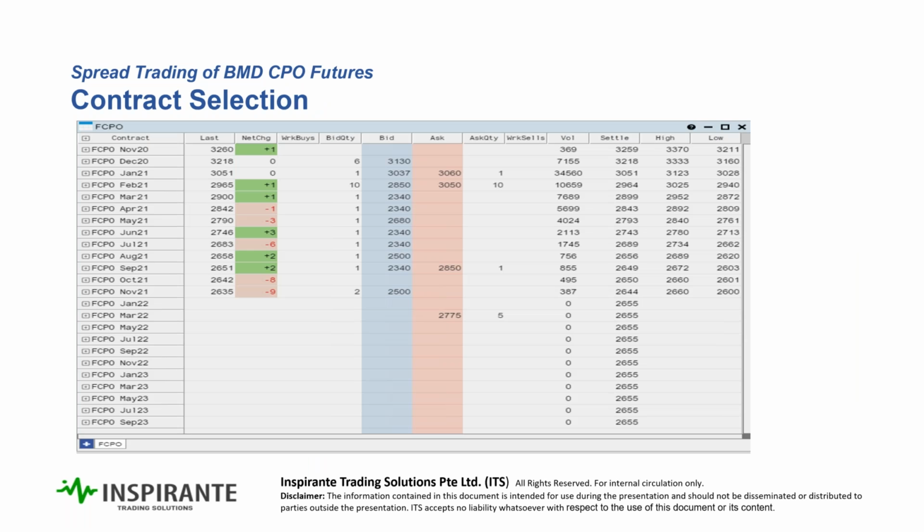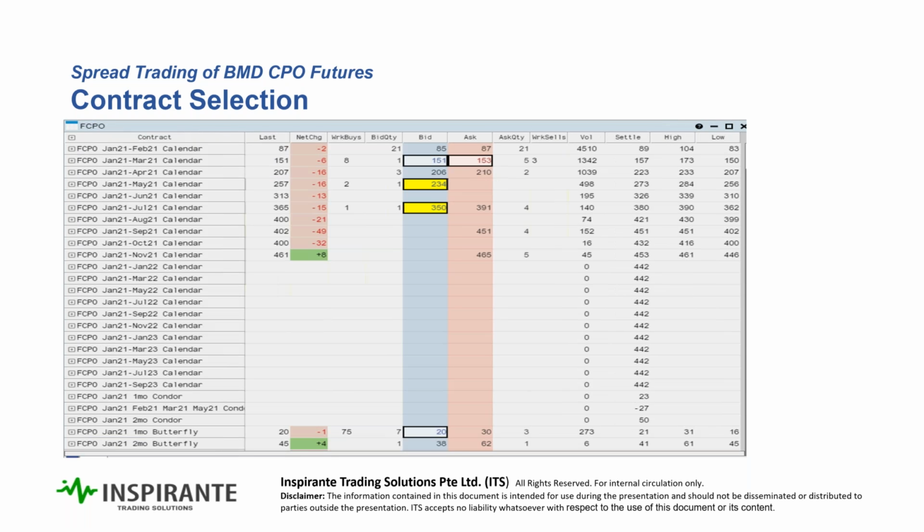This is from the TD platform. Now, CPO listed on Bursa has a total of 24 contract months at any one point in time. It's a consecutive 12 months and then alternating months up to 36 months outwards. This is just the outright. We're talking about 24 outright months, and the possible combinations are mind-boggling. So where do we look for opportunities, and how do we decide which pair and what combination to choose when we trade this spread?